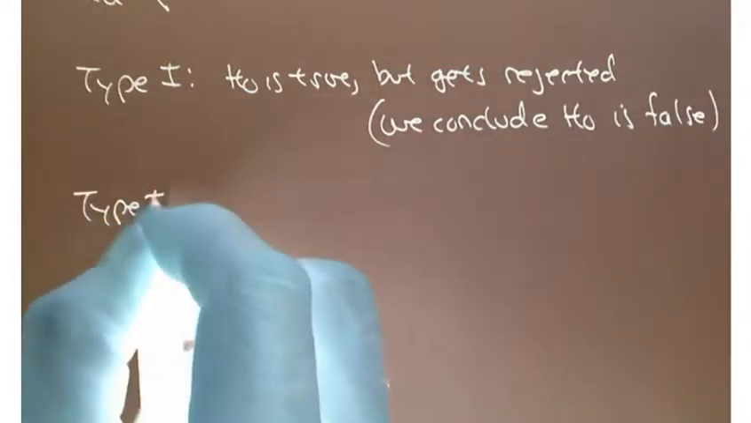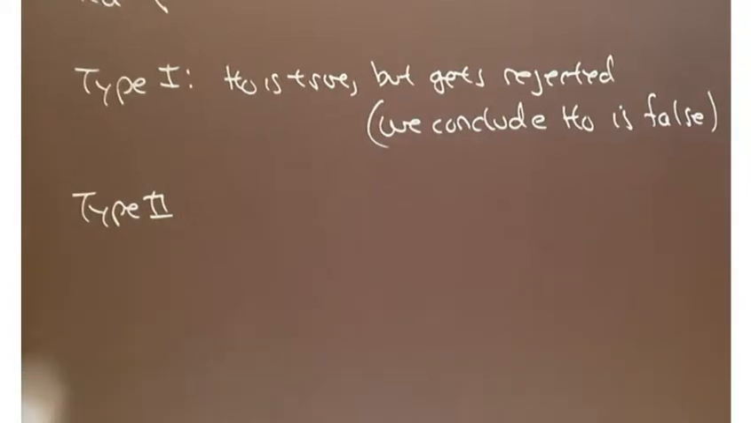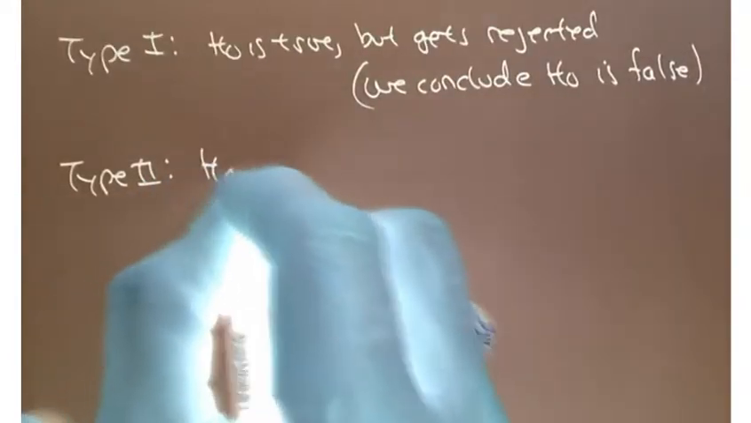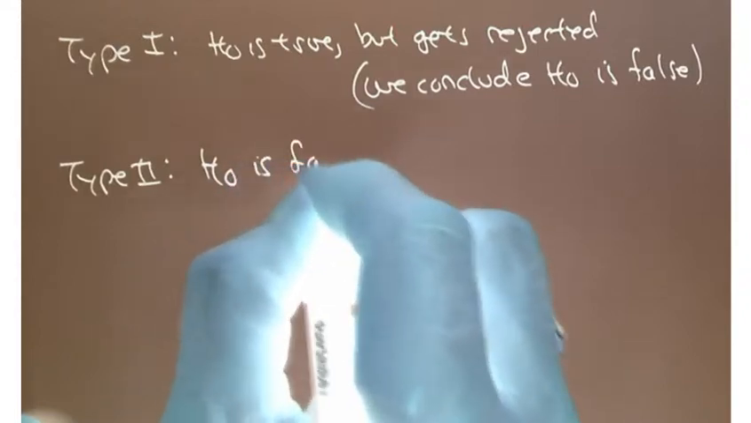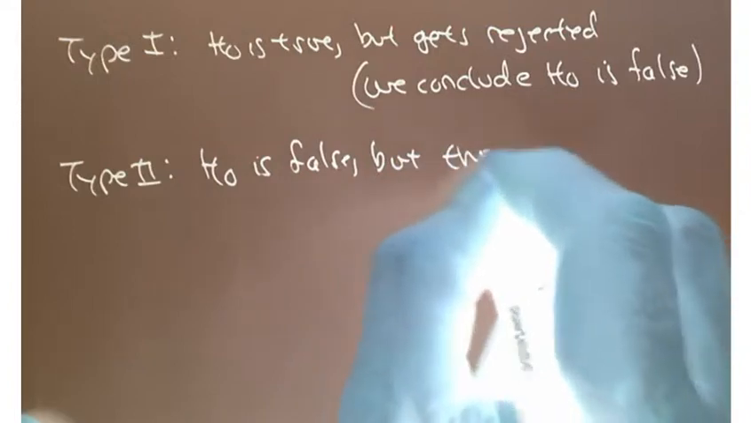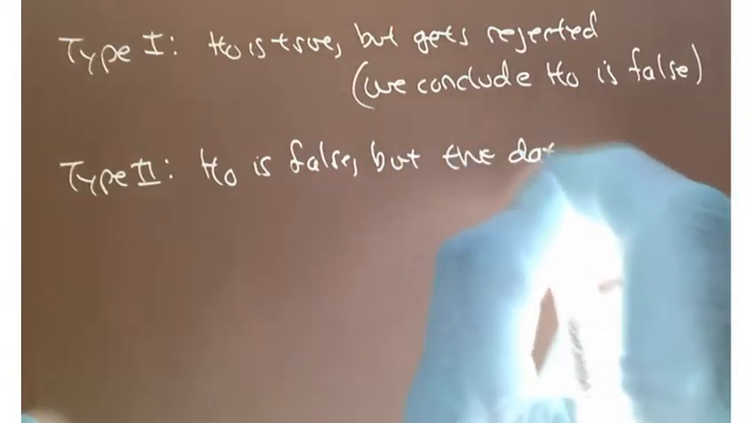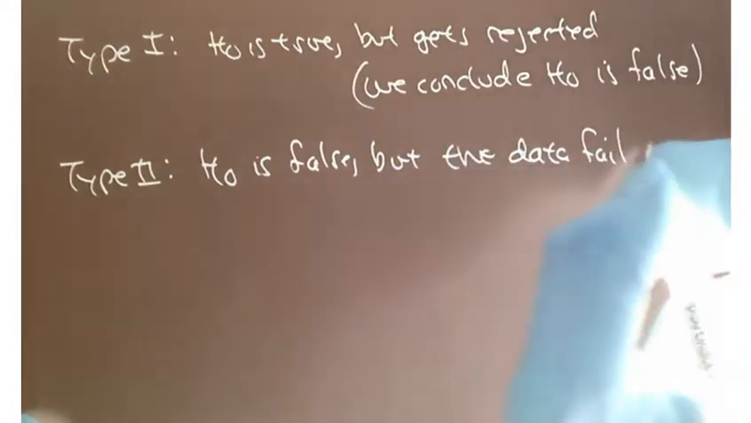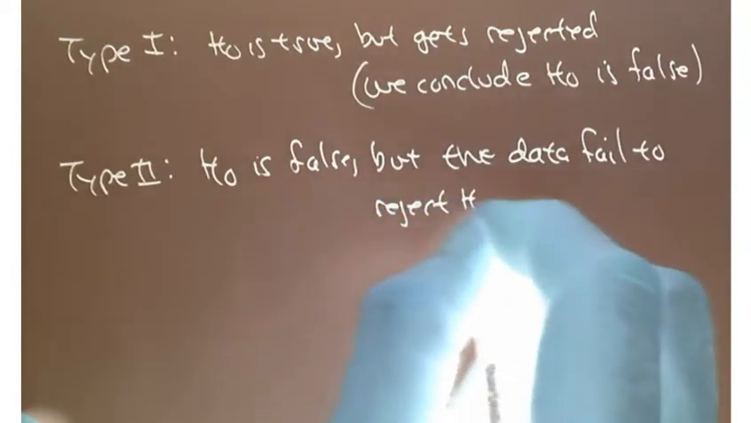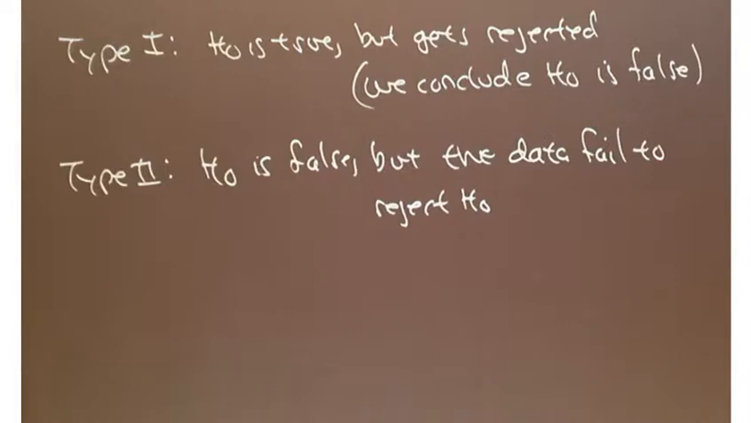For a type 2 error, H0 is false, but the data fail to reject that claim. So H0 is false, but the data failed to reject that claim.